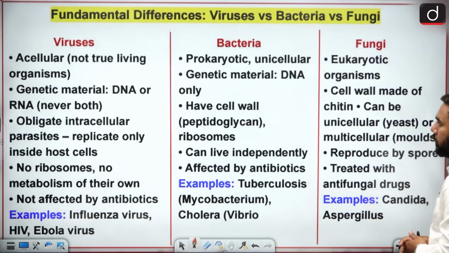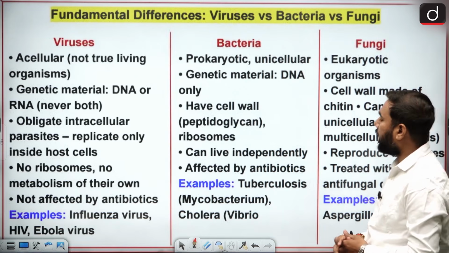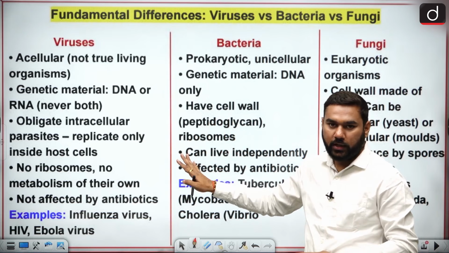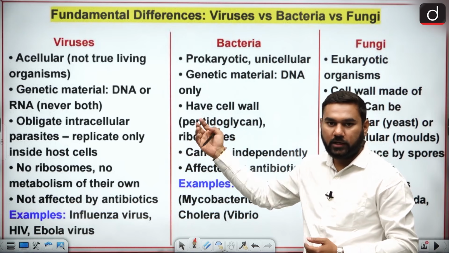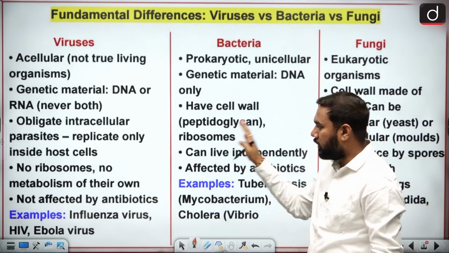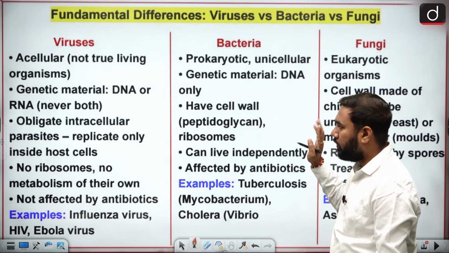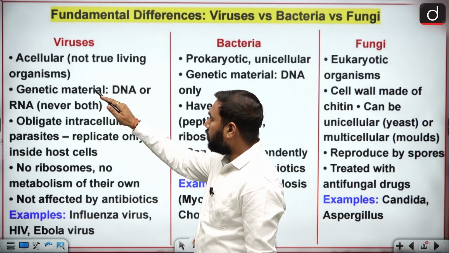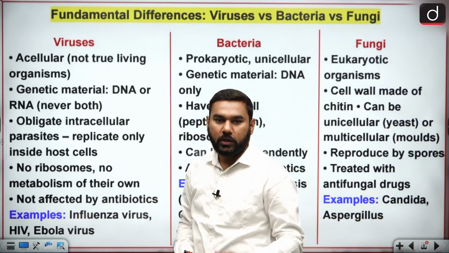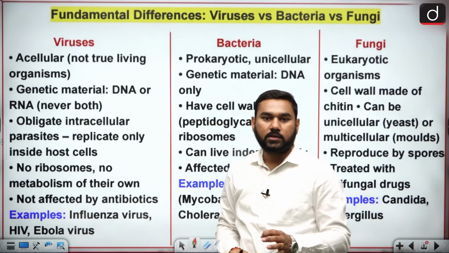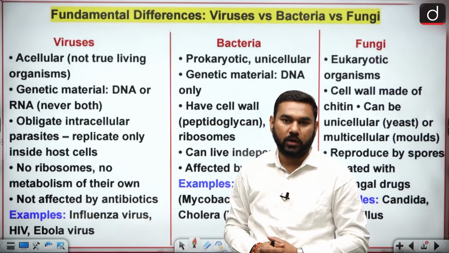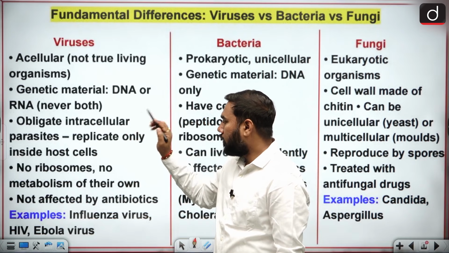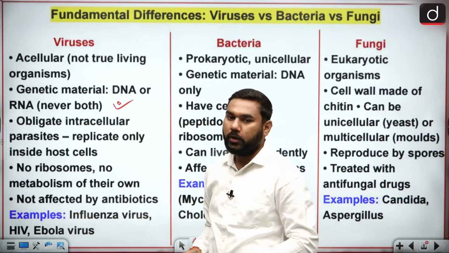Now the fundamental difference of virus, bacteria and fungi, three major things, because we have already done the virus, since virus is related to your vaccine, and now three different types of pathogen. First, virus. It is acellular, not a true living organism. You know that virus is considered a connecting link between living and non-living. Genetic material can be DNA or RNA, and this will be the more important point.